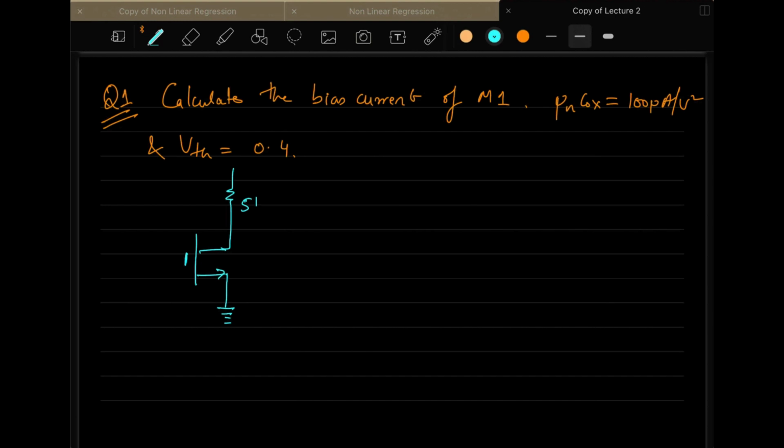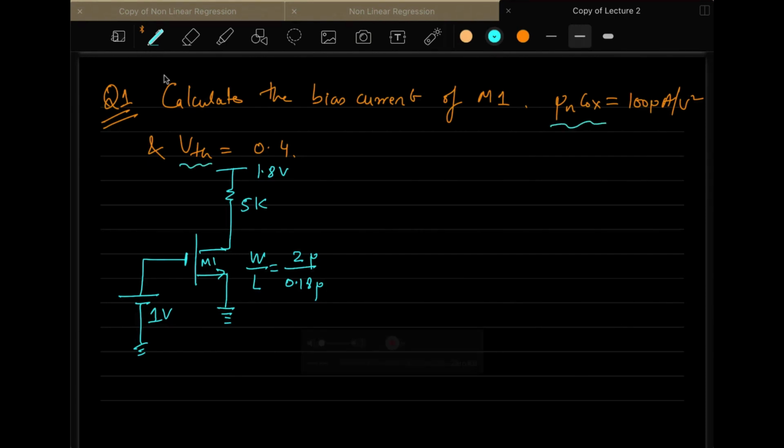So the circuit diagram for this is here. So we have 5K, then we have here 1.8 volts, and then we have 1 volt applied at the gate terminal of this MOSFET. And please note, we normally write W by L of the transistor like this, and it's written as 2 upon 0.18 microns. So this is the MOSFET M1. So you have to calculate the bias current of M1 given these values. So can you solve this question, students?